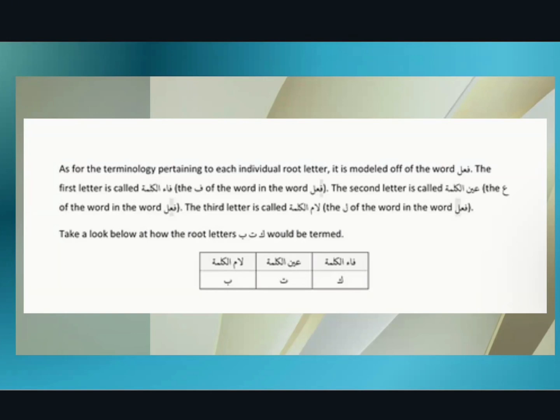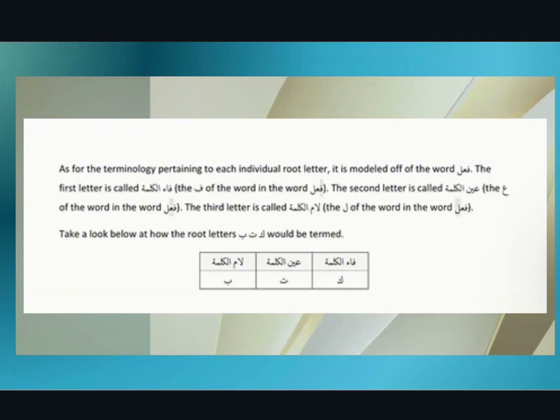Take a look below at the root letters of kataba. Ka is going to be the fa al-kalima, ta is going to be the ain al-kalima, and ba is going to be the lam al-kalima. So fa'ala, kataba: kaf corresponds to fa, ta corresponds to ain, and ba corresponds to lam.